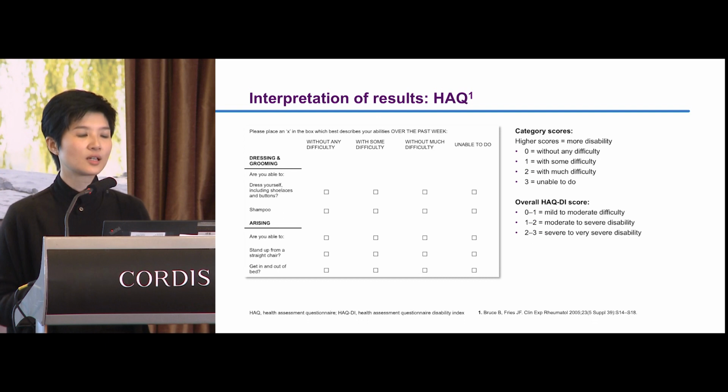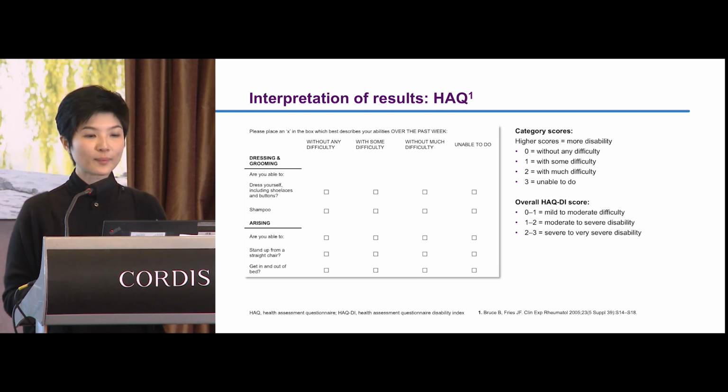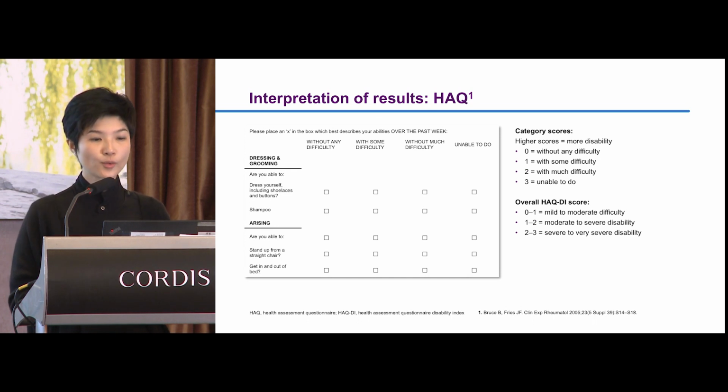After this, we will sum up and give an average to the overall HAQ disability index score, ranging from 0 to 3, that is, from mild difficulty to very severe disability.